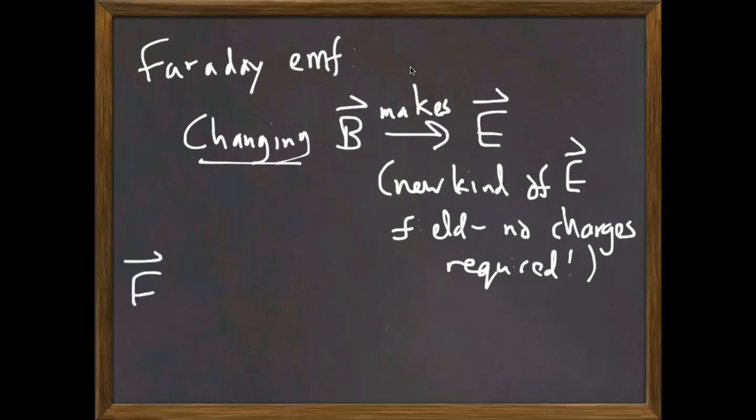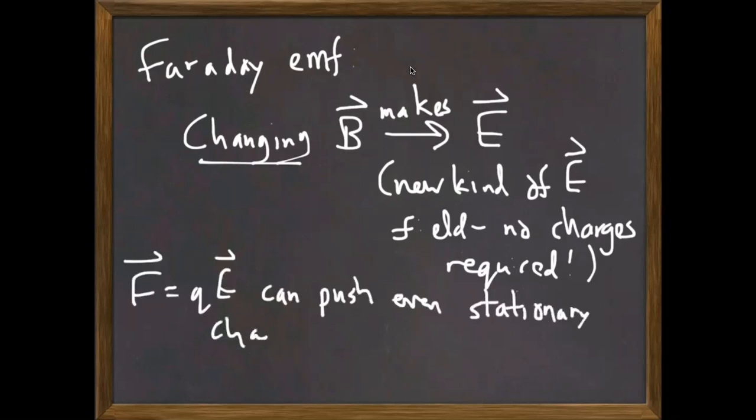And that electric field is capable of pushing on even stationary charges. Since it's electric, it satisfies F equals QE. There's no V anywhere. And so even stationary charges get pushed around by electric fields. So a Faraday EMF is responsible for creating the induced current in the right-hand side of that diagram on the previous slide.